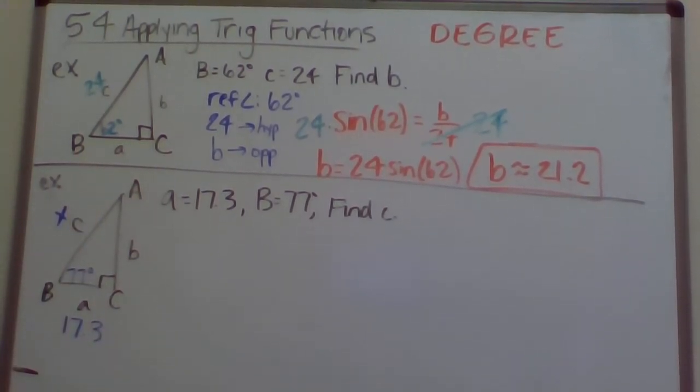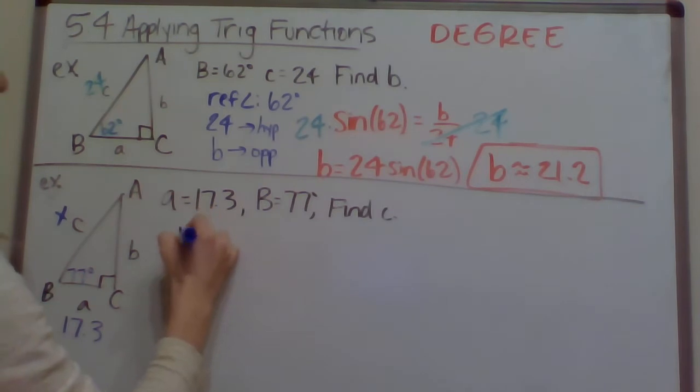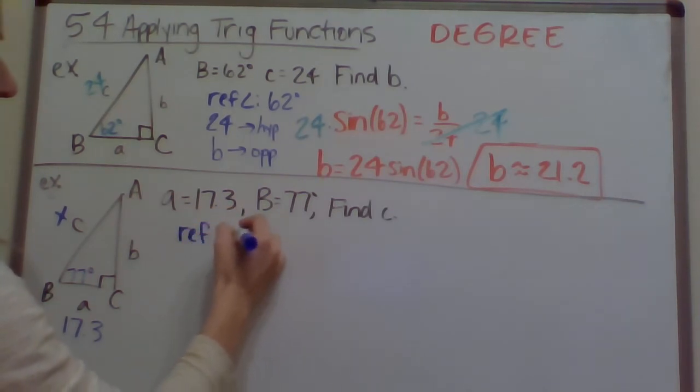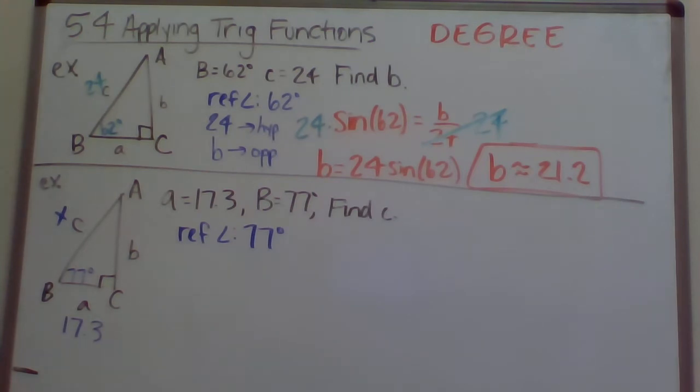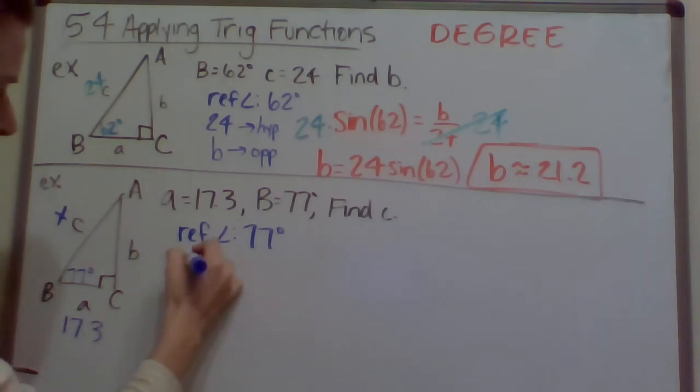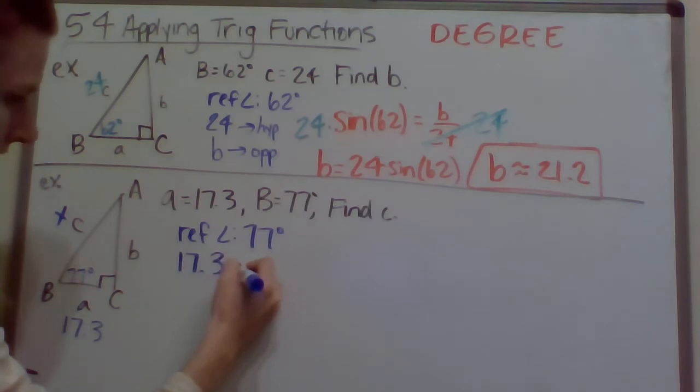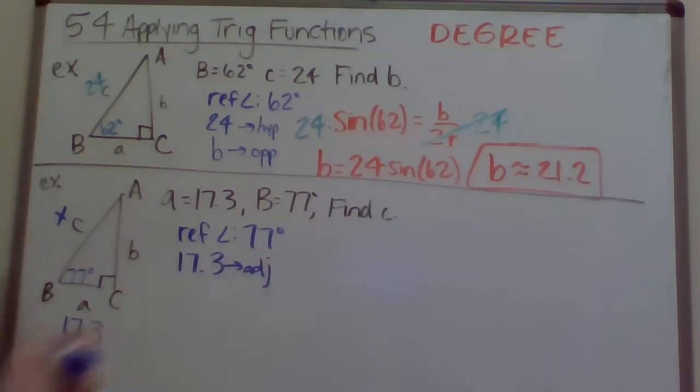So we're going to continue just like we did with the last problem. I'm going to write out my list of information. Again, every time you must have a reference angle. So here I'm going to choose the 77 degrees. And then I'm going to ask myself, okay, from that 77 degree angle, what kind of information do I know? Well, I know that from that 77 degree angle, that 17.3 is adjacent to that.